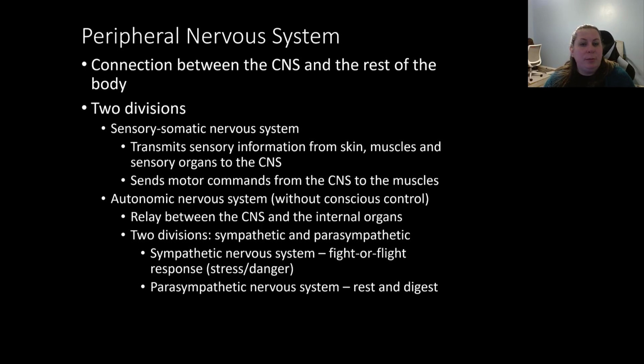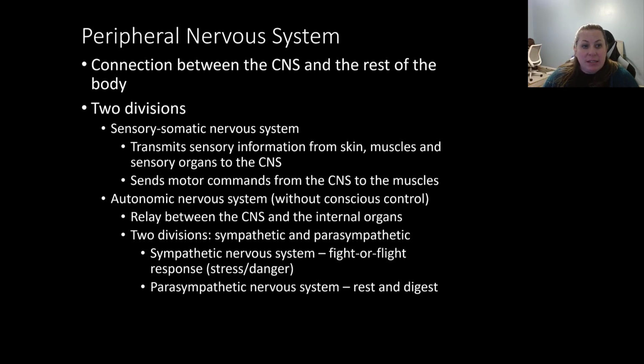Last but not least is your peripheral nervous system. This is a connection between the central nervous system and the rest of the body. There are 2 divisions. There's the sensory, which is going to take the information up to your brain. This transmits information from your skin, your muscles, any kind of internal organ, and then tells the central nervous system what's going on. We then see that it processes it, and then it will send a signal back down, and that's going to be with the motor part.